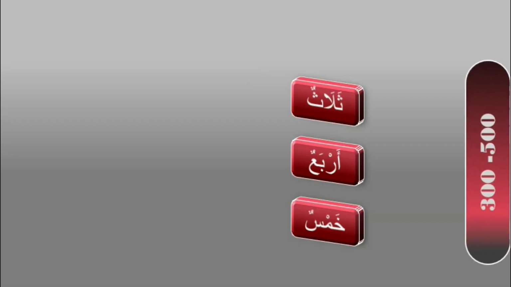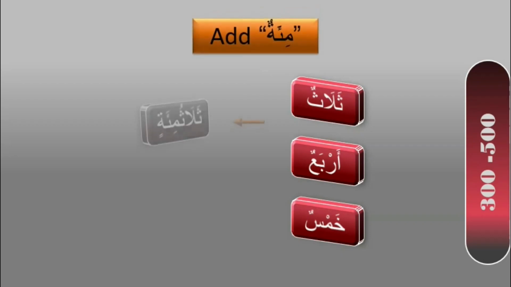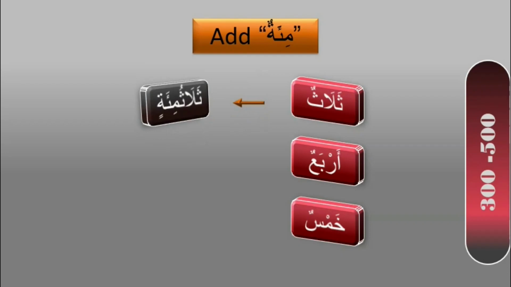So as you can see on the screen, we have ثلاث, أربع, خمس. ثلاث is 3, أربع is 4, and خمس is 5. So what we'll do is, to make it 300, 400, 500, we'll add mi'atun at the end. So you will see ثلاث, we added mi'a at the end, it became ثلاث مئة. ثلاث, 3, ثلاث مئة.